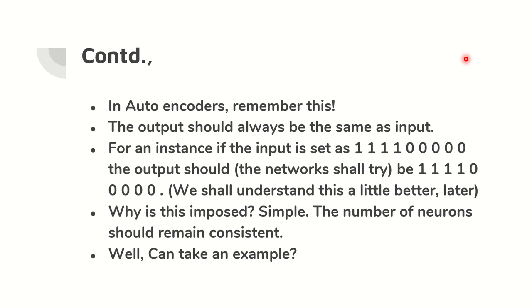Now, understand this final point. This is very important again to conclude what autoencoders are all about. I'm going to give an input of 1111000000 to the system, to the autoencoder. So what will happen? The output should exactly be the same.